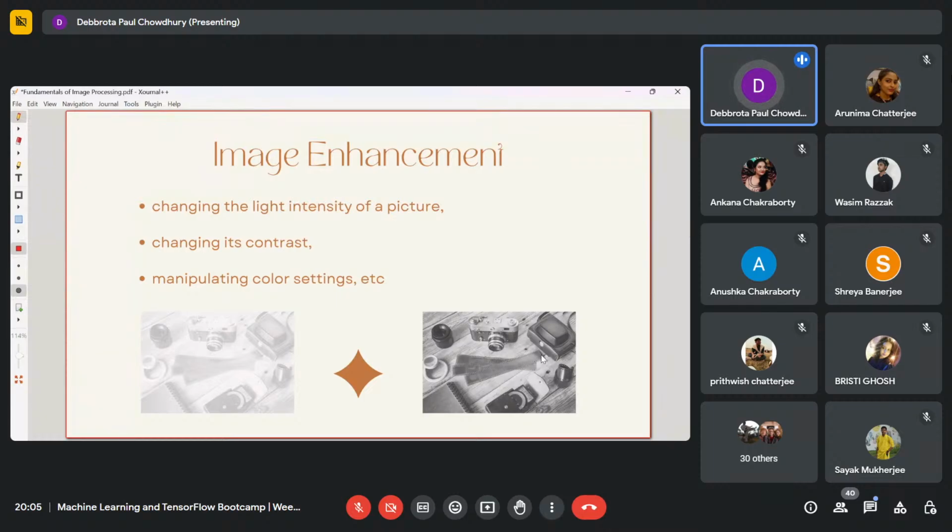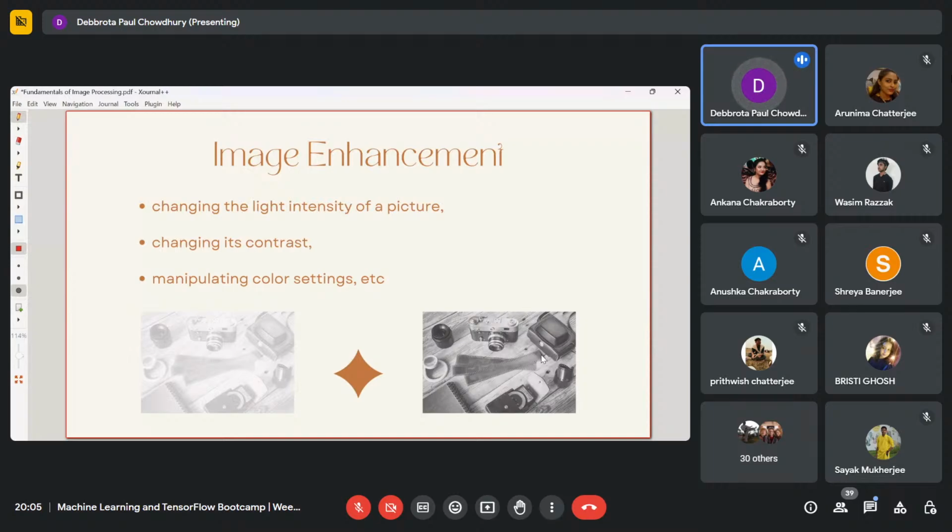We have several apps for that. But what are the things happening inside that app whenever we change the brightness and contrast? That thing is actually image processing, the science of image processing. So two things are there. All of us know what brightness is, what contrast is.